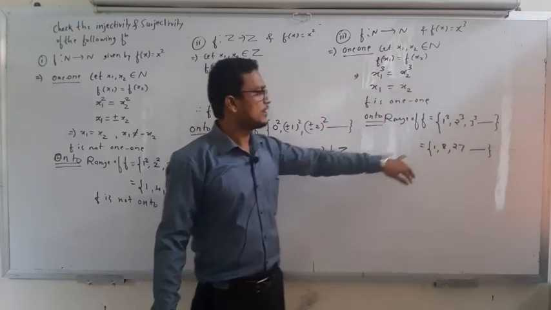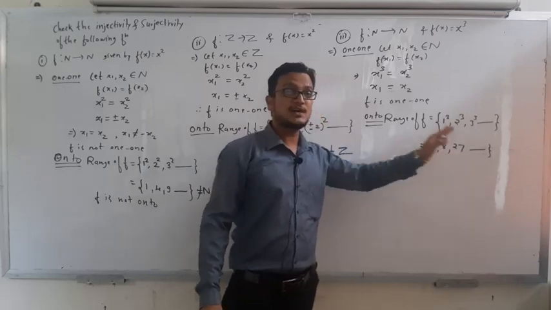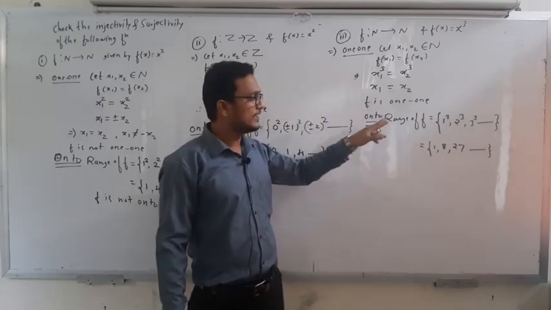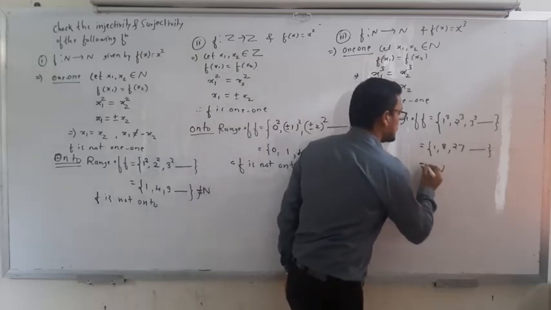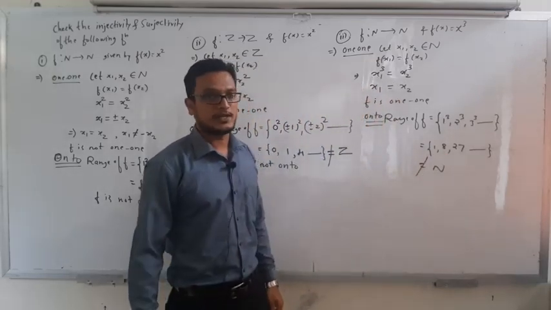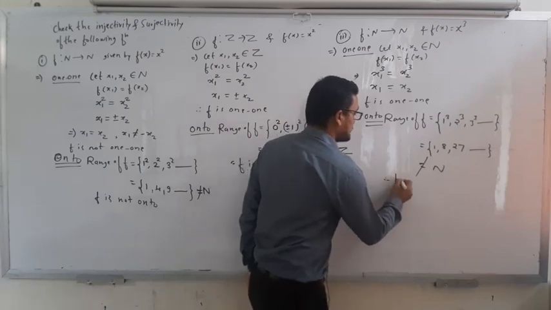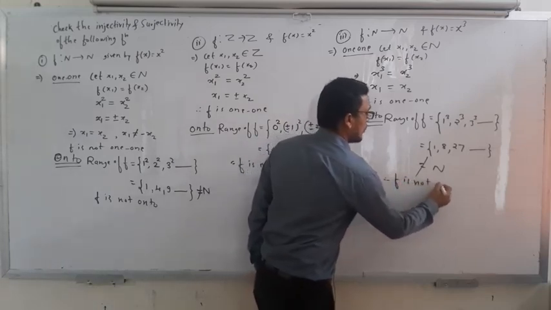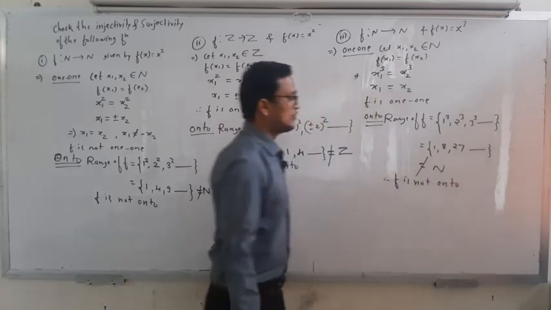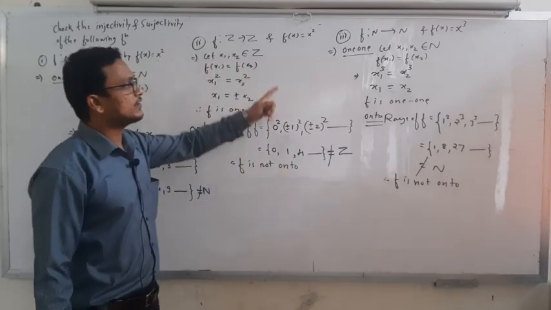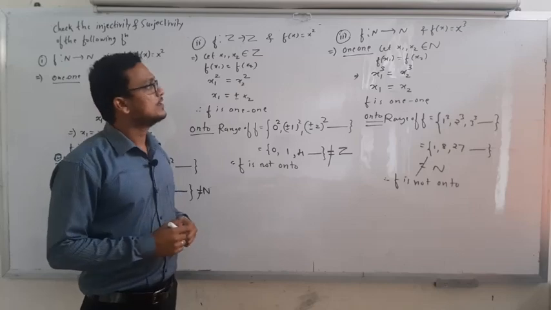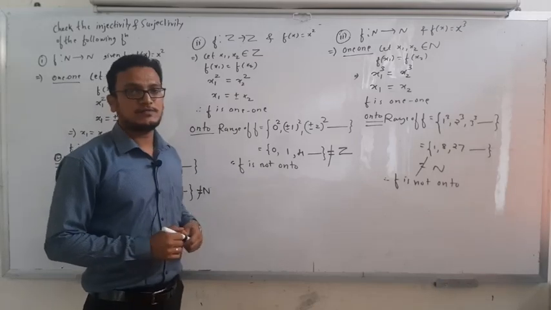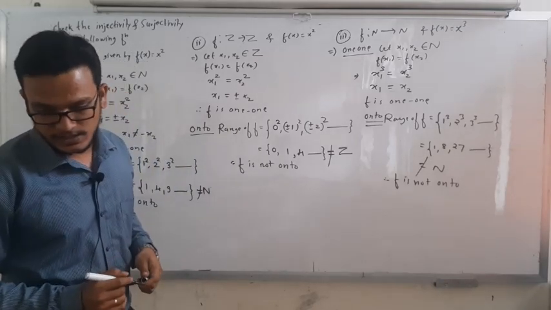Again here 1, 8, 27, these are natural numbers, no doubt, but it is not the set of all natural numbers. So therefore it is not equal to N. So f is not onto. So what can we conclude in this? F is 1-1 but not onto. Okay, two more examples of the same type are there, so you can carry those out.